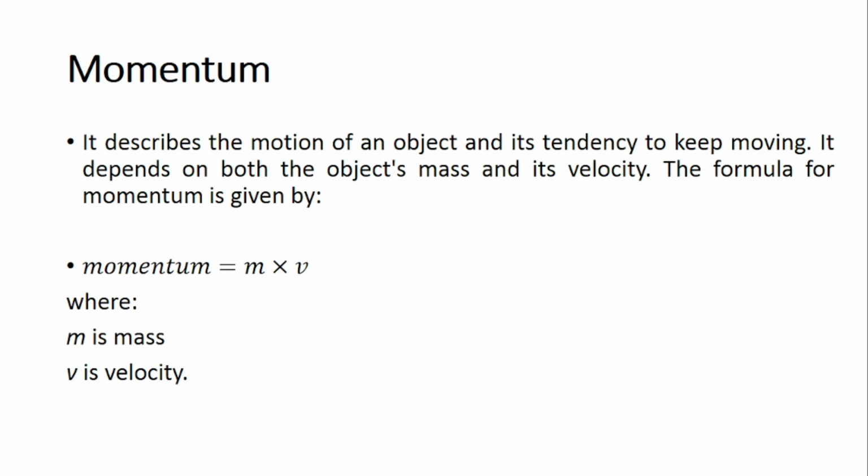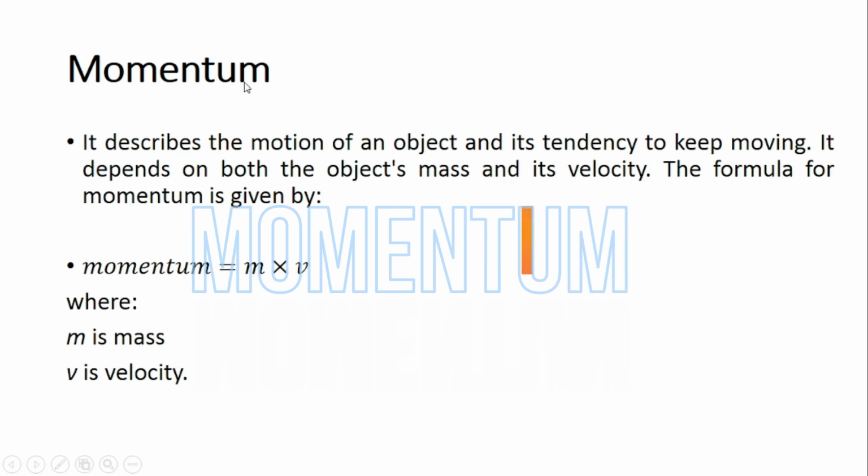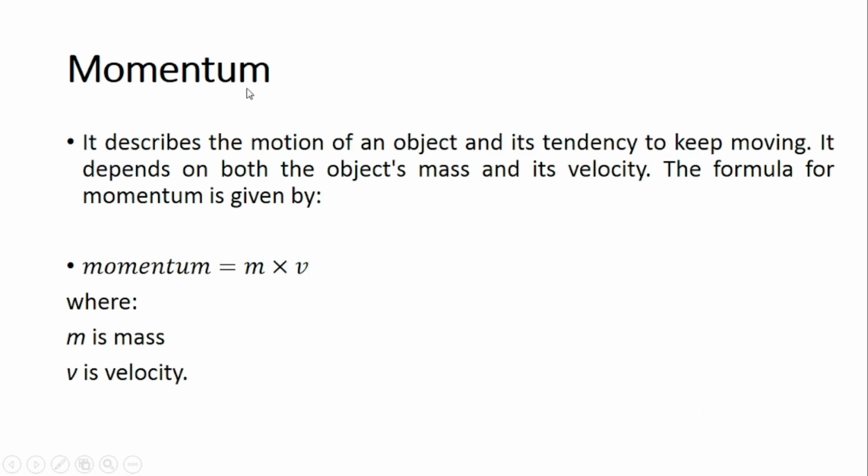You can remember the formula of momentum by the last two letters of the spelling: u is the velocity and m is the mass. So easily you can remember that momentum is equal to the last two letters of the spelling, velocity into mass, or mass into velocity. This is one small trick for you to remember the formula for momentum.